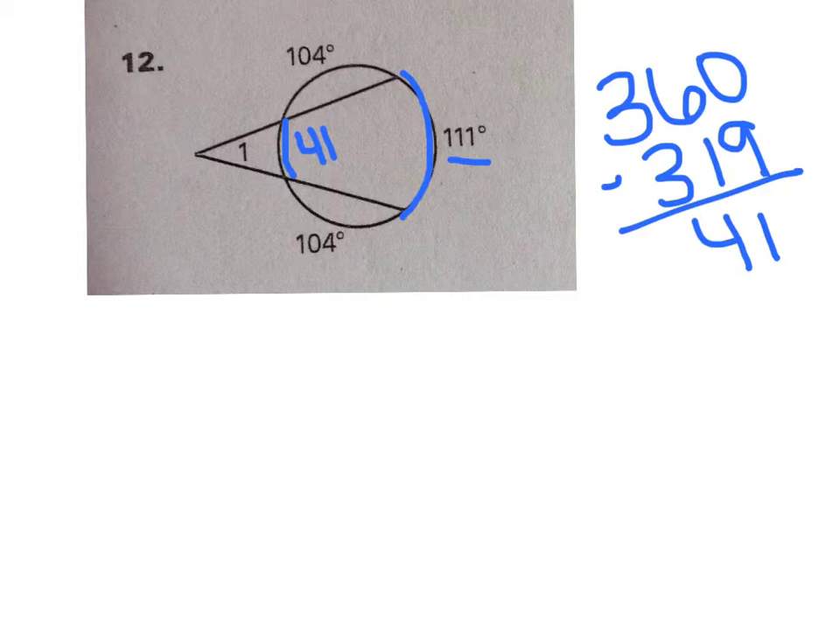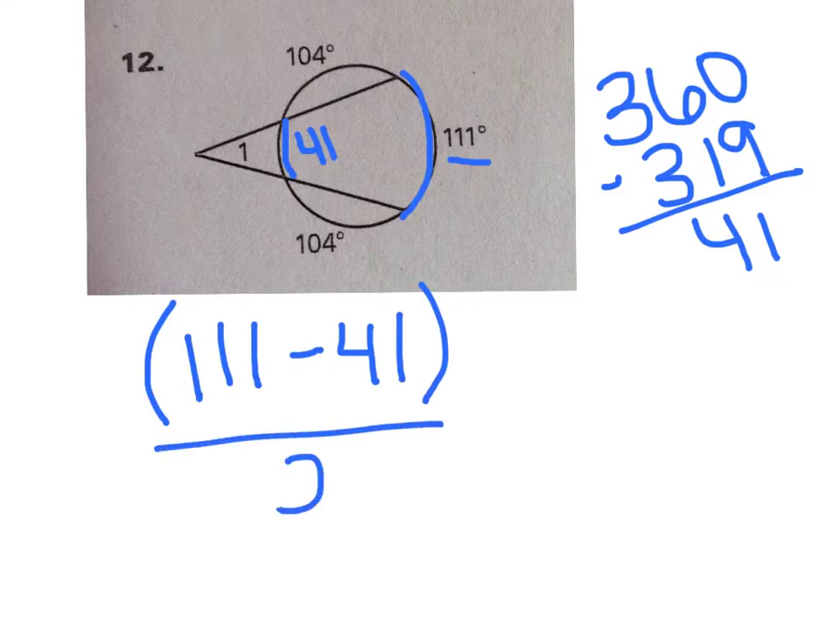Now we're ready to do our formula. When it's outside the circle, we're going to subtract the arc, so big arc minus little arc, and we're going to divide it by 2. Now, if you like to plug everything in your calculator at one time, you have to put those parentheses, because we need it to subtract first and then divide. So this equals 35 degrees. That's how big angle 1 is.